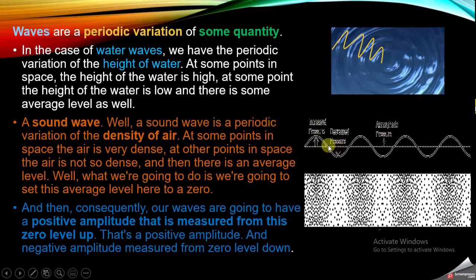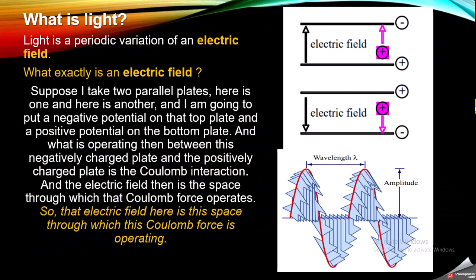So the higher density above this point will be termed the positive amplitude of the wave, and the lower density below this average point will be called the negative amplitude of this wave. So what is light? Light is a periodic variation of the electric field. So we first need to understand what the electric field is.